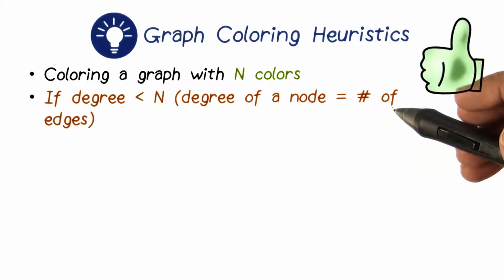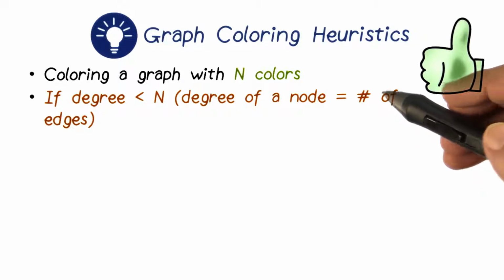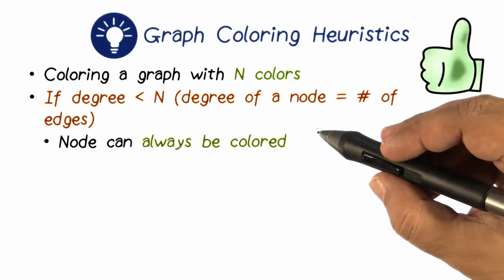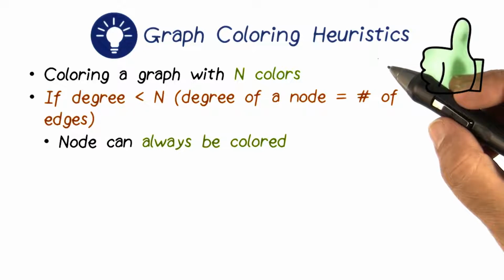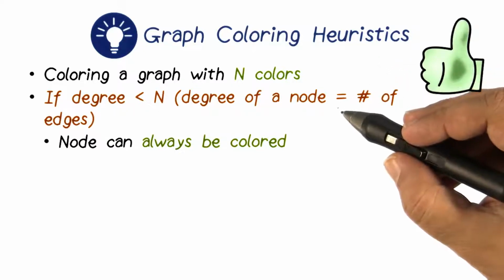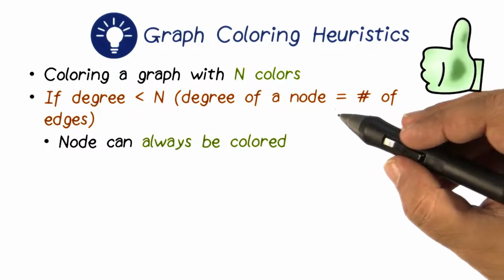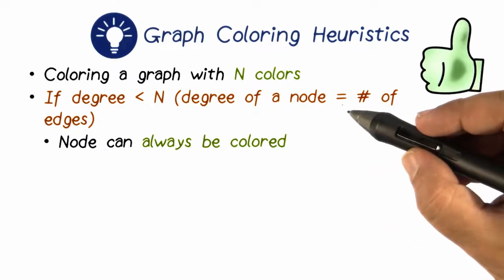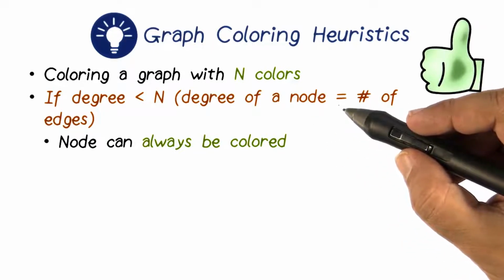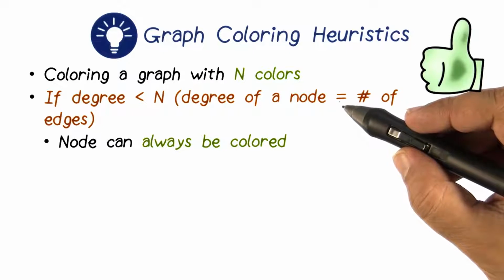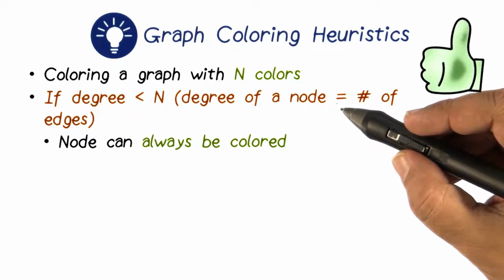So these heuristics are based on two important observations. If the degree of a particular node that we are trying to color is less than n, then what should we do? What is the degree of a node? The degree of a node is the number of outbound edges from it. In other words, the degree tells us how many neighbors this node has. So if the node has less than n neighbors, we can always color this node, because each one of the neighbors still has a unique color. It leaves a color available for this given node.